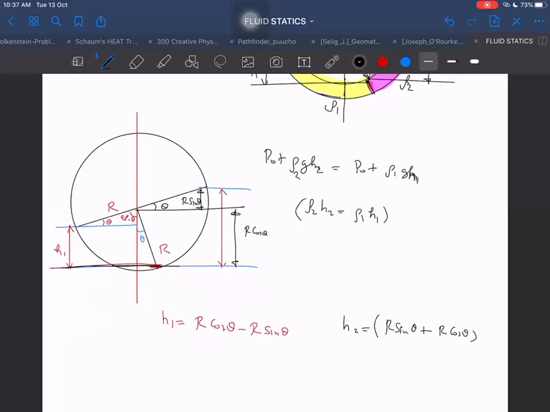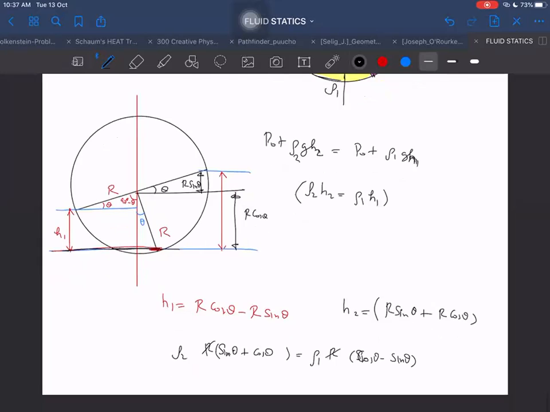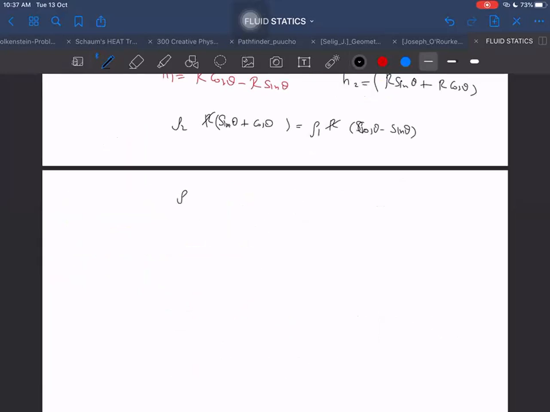Now rho 2 H2 means rho 2 into R cos theta plus R sin theta is equal to rho 1 into R cos theta minus sin theta. Then R cancelled. We are getting rho 1 by rho 2 equals cos theta plus sin theta by cos theta minus sin theta.